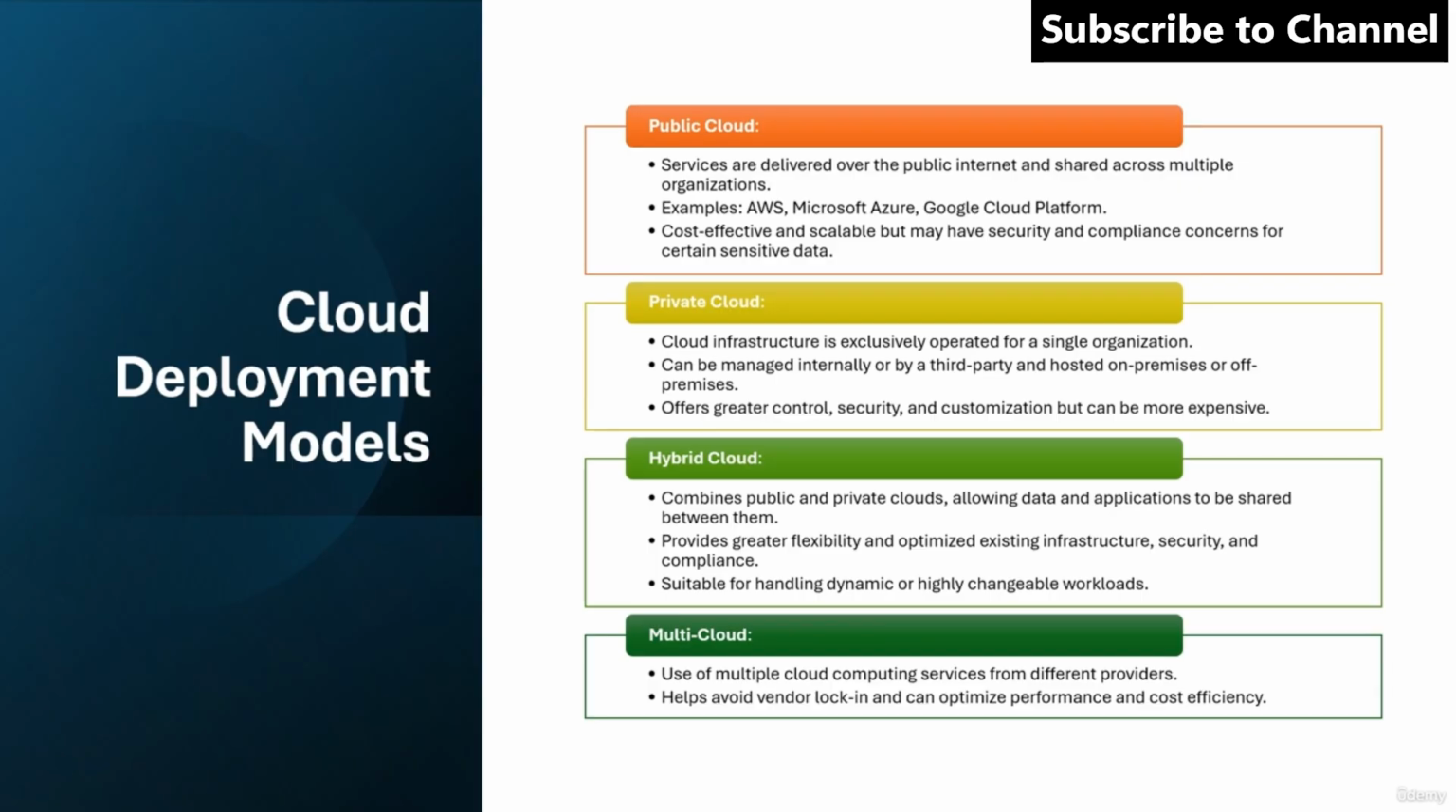Multi-cloud is the use of multiple cloud computing services from different providers, and it helps avoid vendor lock-in and can optimize performance. So multi-cloud is many systems working together, like AWS and Microsoft, and depending on your demands you can switch between different providers. So that is what multi-cloud is. These are the four deployment models: public cloud, private cloud, hybrid cloud, and multi-cloud.